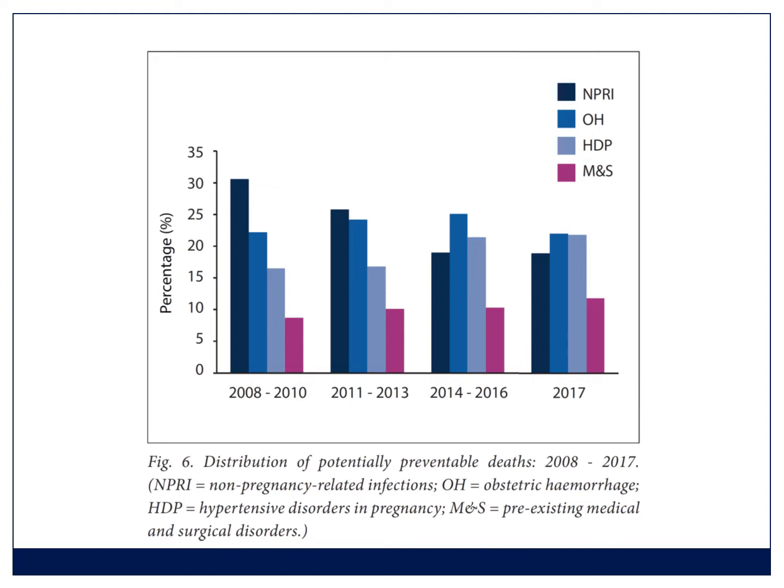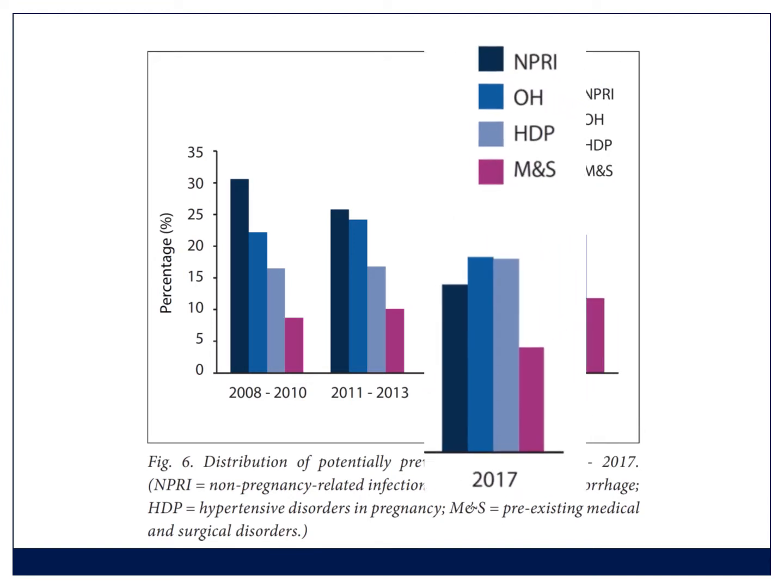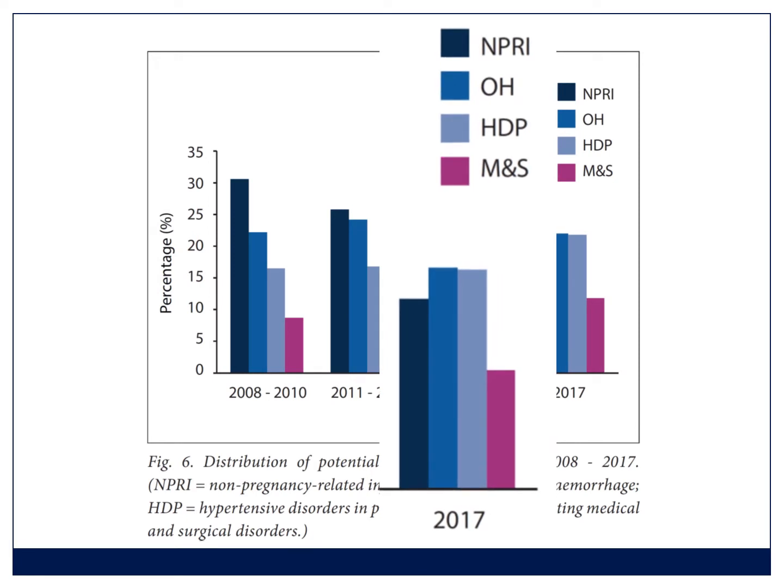If you look in 2017, the hypertensive disorders of pregnancy is that grayish blue band, the third one, and it's comprising a significant portion of preventable deaths in South Africa. So it's clearly something we can do better at.